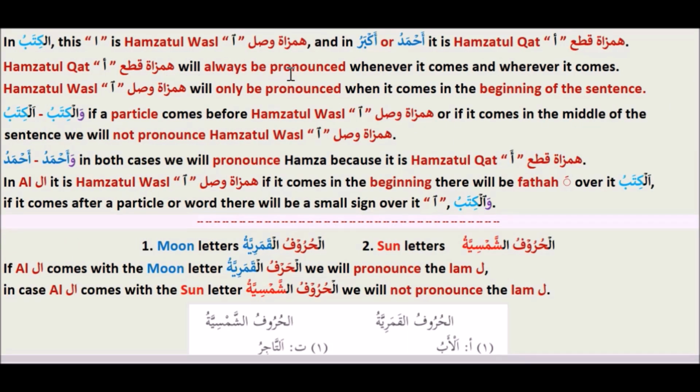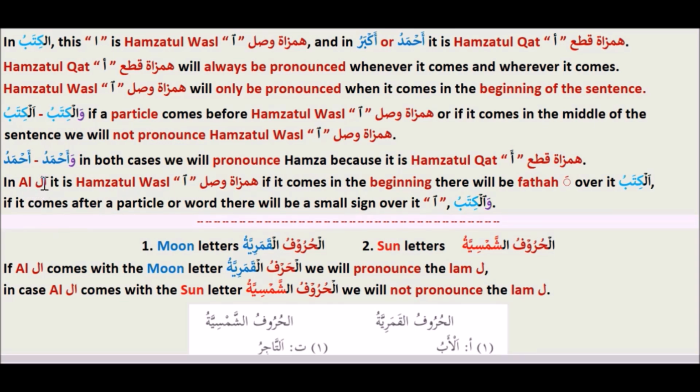Hamzatul Qata will always be pronounced whenever it comes and wherever it comes. Hamzatul Wasl will only be pronounced when it comes in the beginning of the sentence. Al-Kitab, over here we will pronounce. But if it comes after a particle, Wal-Kitabu, this will not be pronounced. If a particle comes before Hamza or if Hamzatul Wasl comes in the middle of the sentence, we will not pronounce Hamzatul Wasl. Ahmadu wa Ahmad. In both cases, we will pronounce Hamza because it is Hamzatul Qata.